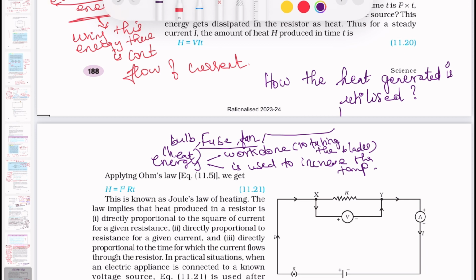But in the case of electrical devices like the electric heater or the electric iron, the heat which is generated, the full energy, is used only to generate heat.